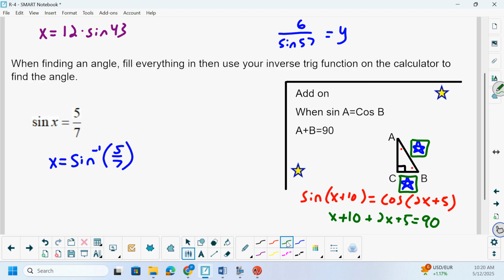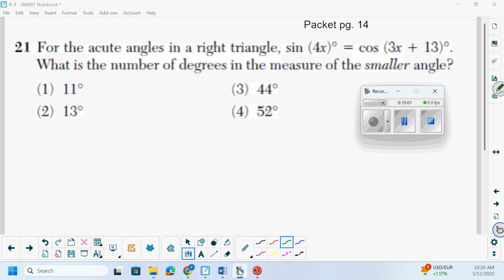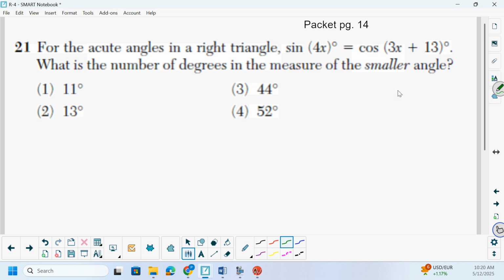So you can keep this packet out so you can reference it, but we're going to go over to our problems packet now, and we're going to go to page 14 in that problems packet. Now just remember the page numbers are in the top left of the page, and it should also say day 4 on that top left as well.